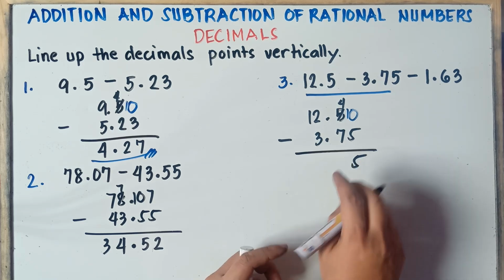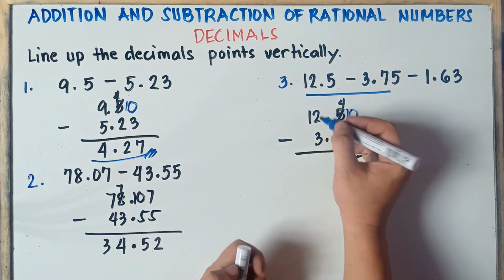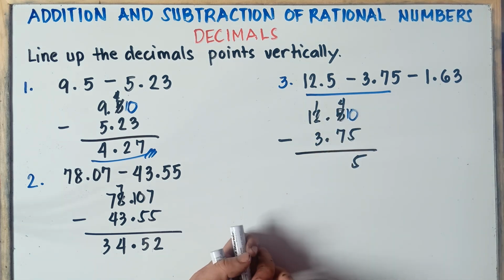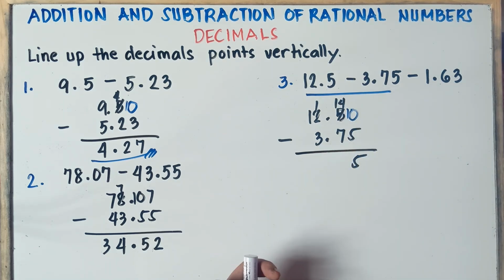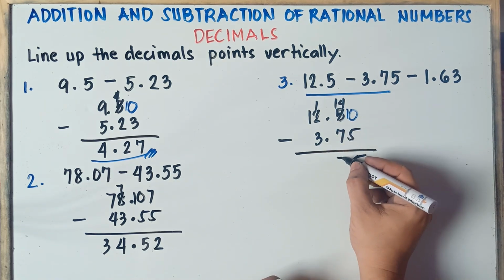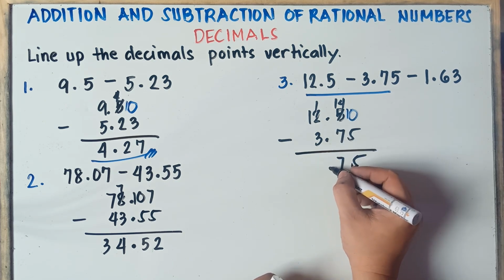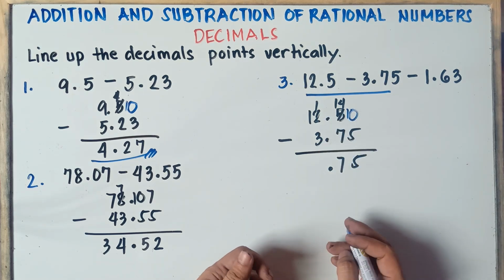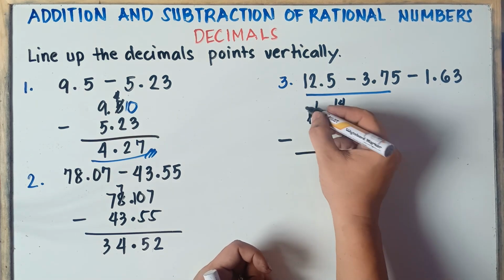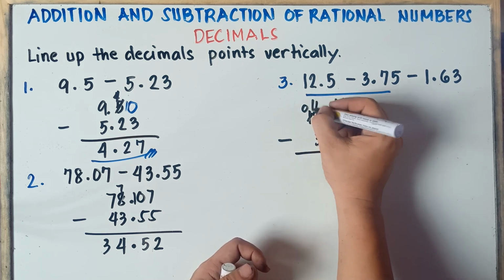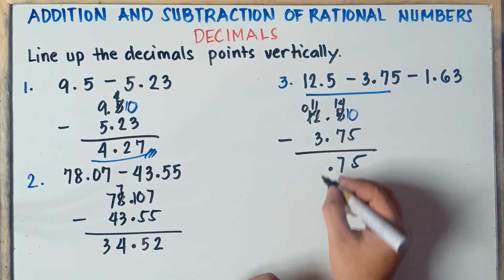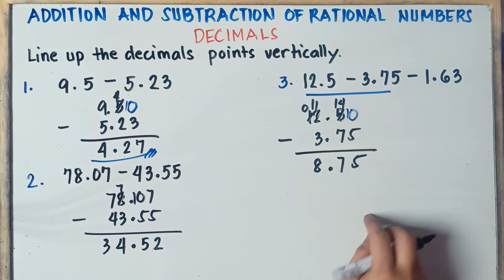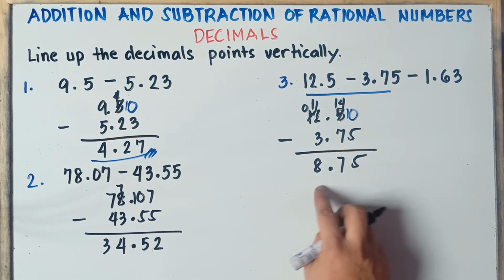4 minus 7, that cannot be. Once again, we borrow 1. This 2 becomes 1, and this 4 becomes 14. So 14 minus 7 is 7. And then you copy the decimal point. You align the point. Alright, and then 1 minus 3, that cannot be. We need to borrow 1. This 1 becomes 0, and this 1 becomes 11. So 11 minus 3, that's 8. So therefore, 12.5 minus 3.75, our answer is 8.75.